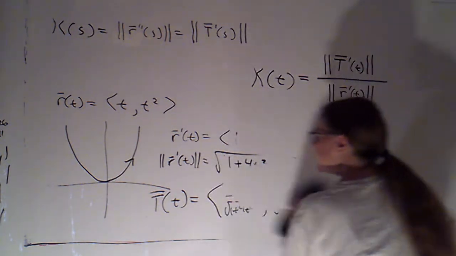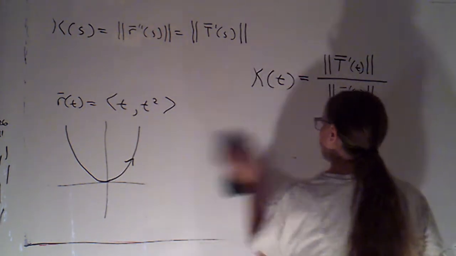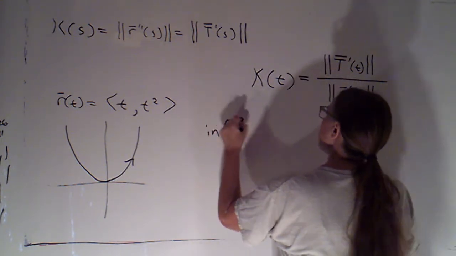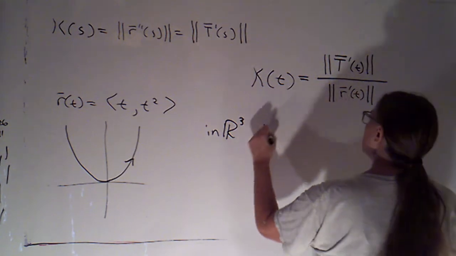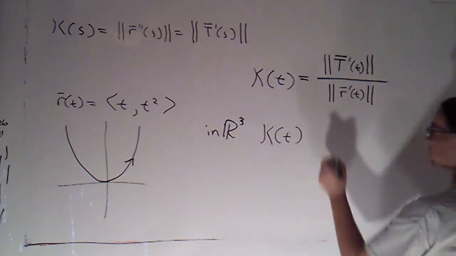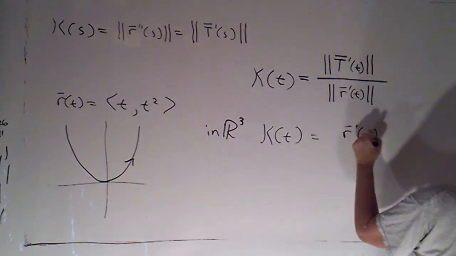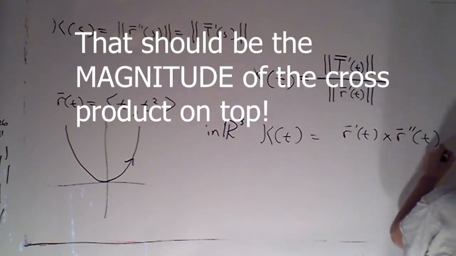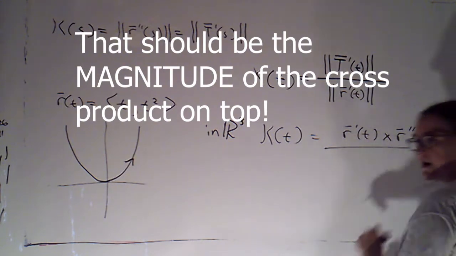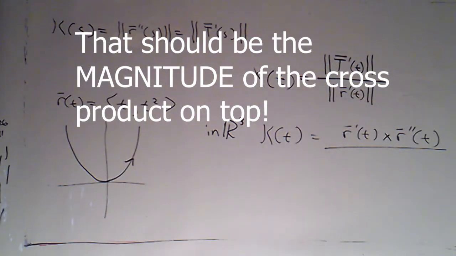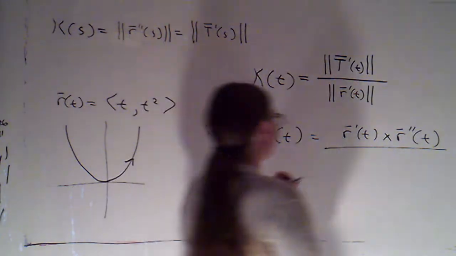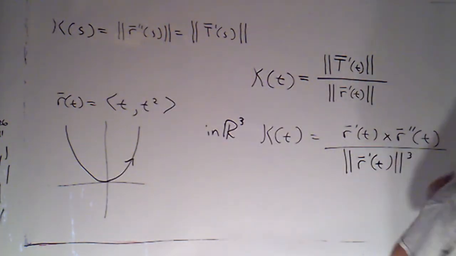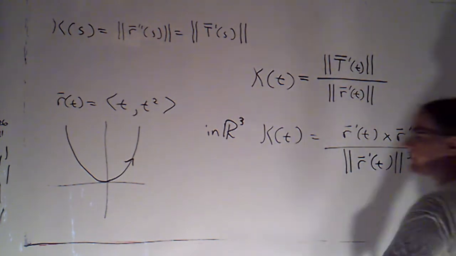Well, there is another formula for curvature, but it works in 3-space. In 3-space, we can define the curvature to be the magnitude of r prime of t crossed with r double prime of t, divided by, oh dear, I've got to refer to my notes, divided by the magnitude of r prime of t cubed.